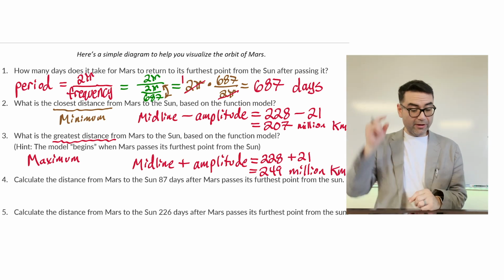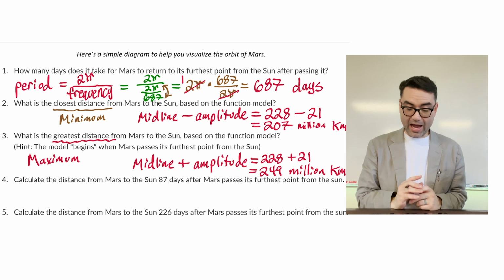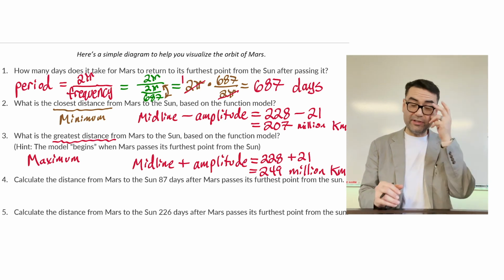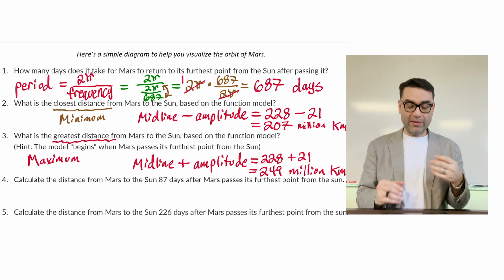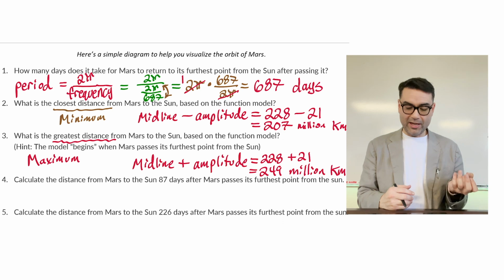All right, number 4, calculate the distance from Mars to the sun 87 days after Mars passes its furthest point from the sun. So now we have to just explicitly use the function, right? The function is a model where we plug in t for a number of days, and it'll just give us the distance of Mars from the sun.